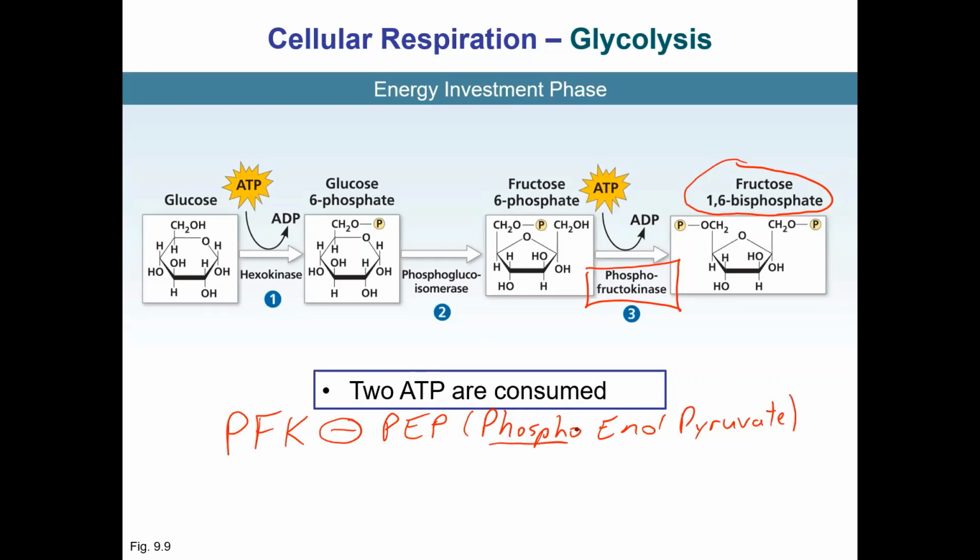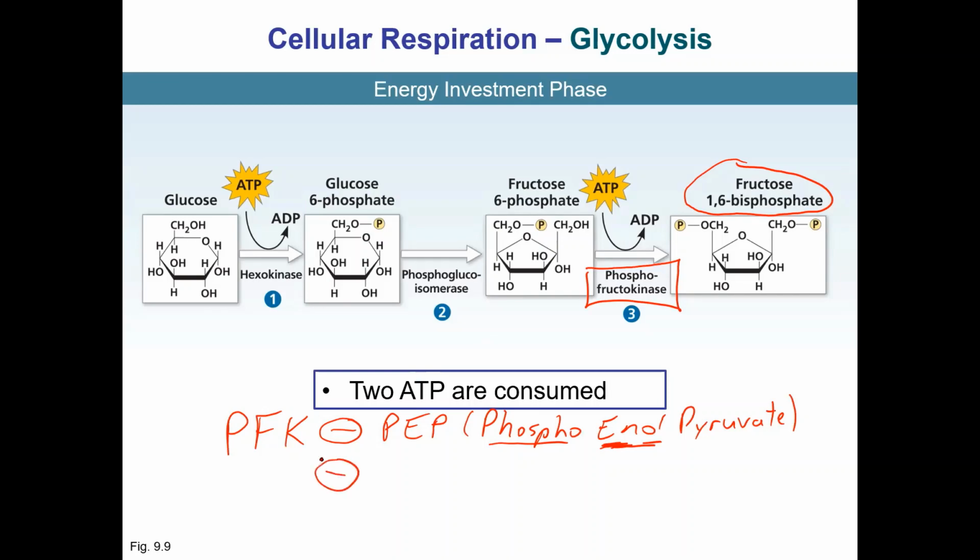It's got a phospho on it. And what's an enol? If you take organic chemistry, you learn that an ene is a double bond and an ol is an alcohol. So somebody just named this molecule, kind of describing it as it is. Well, we can call it PEP.